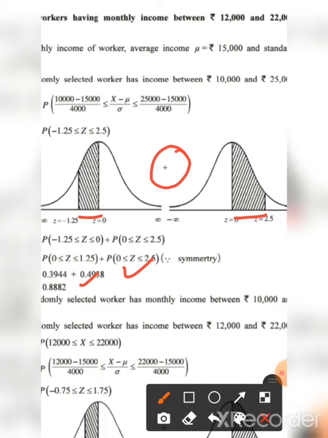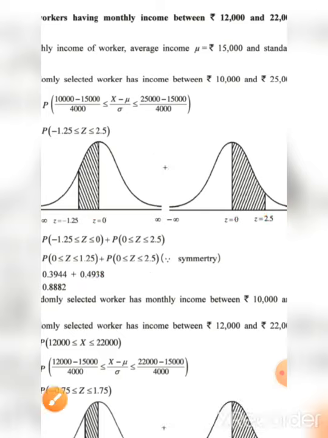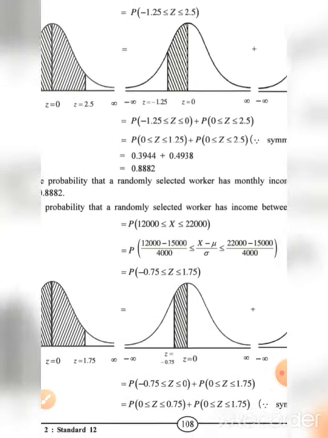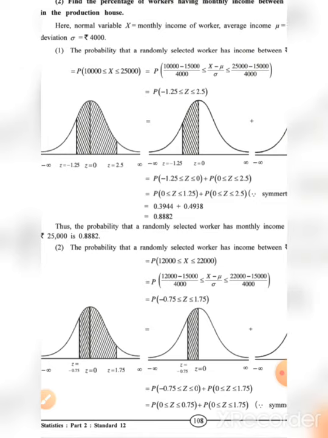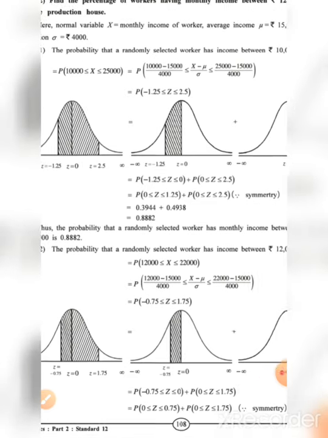This is the final answer, the probability that we are finding for the monthly income between rupees 10,000 and rupees 25,000. So this is the first sub question. Come to the second sub question. This is the second sub question below.